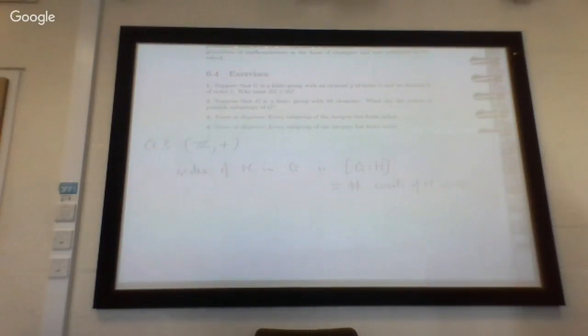The group is infinite, so we can't talk about the order of a subgroup being a divisor of the order of Z, because the order of Z is infinity. It doesn't have factors. But we can talk about the index, the number of cosets. That might be a finite quantity, or it might be an infinite quantity.